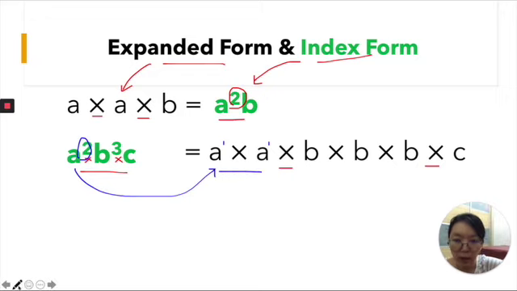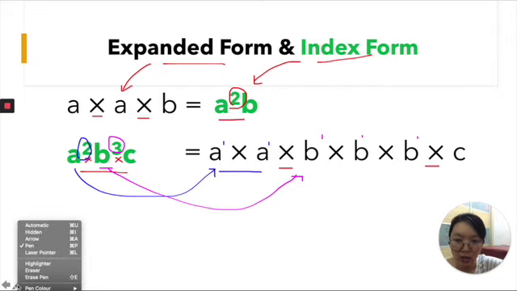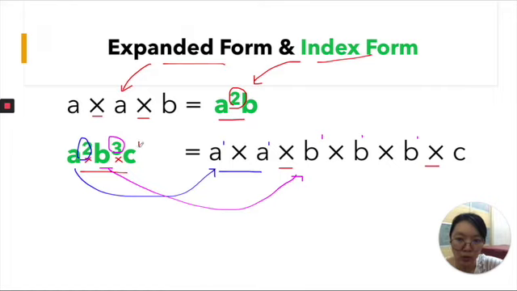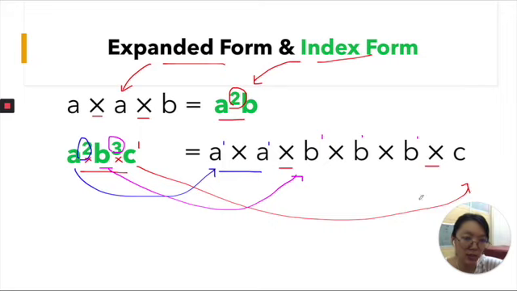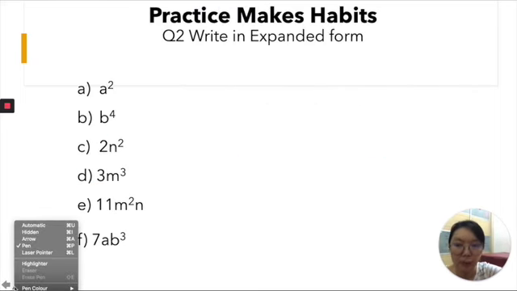And b cubed, I also can expand it to b repeated for 3 times. 1 time, 2 times, 3 times. And lastly, c. There is no index for c. So c, there is only 1 here. So c, I only put 1c. So this is the expanded form from the index form. Clear? Practice makes habit. Question number 2.